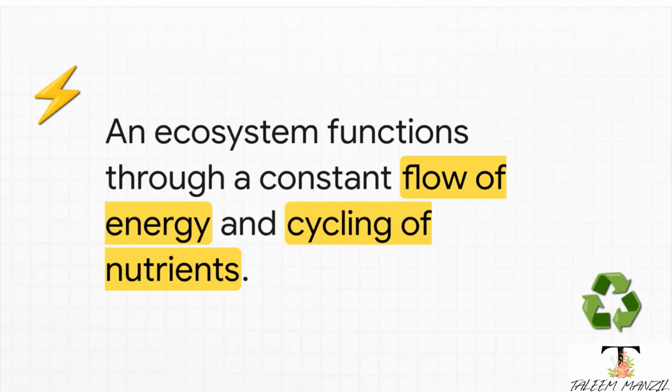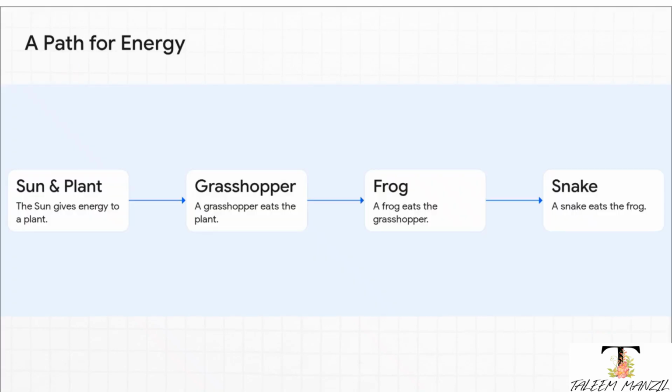At its very core, an ecosystem runs on two main processes. You can think of them like the neighborhood's economy. There's energy flow, which is how power moves through the system, and then there's nutrient cycling, which is how resources get reused so that nothing goes to waste. Let me give you a super simple example of that energy flow in action. It all starts with the sun, the ultimate power source. The sun gives its energy to a plant. Then a grasshopper comes along and eats the plant. Then a frog eats the grasshopper, and finally, a snake eats the frog. See how that works? At each step, that original solar energy is getting passed up the food chain.